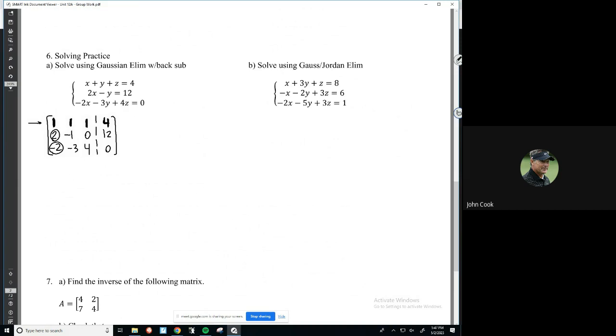All right, so here's what I'm going to do. I'm going to take that row 1, 1, 1, 4, and I'd want to get rid of that 2 right over here.